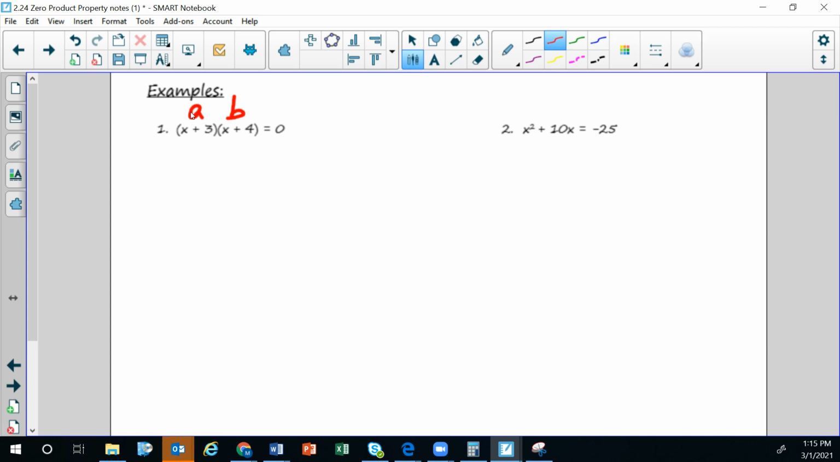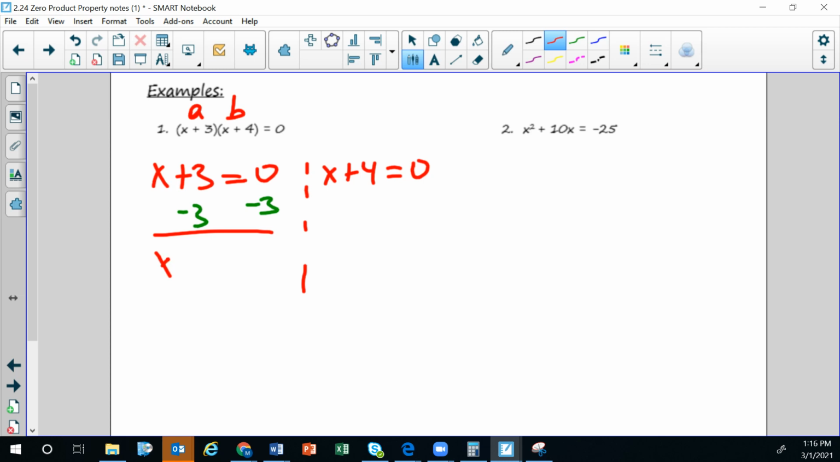So in this case, I'm gonna have x plus 3 is equal to 0, and the other one is going to be x plus 4 is equal to 0. All right, and I'm sure y'all know to solve this, right? I want to get x by itself, so I just add -3 on both sides, and that's going to give me x is equal to -3. And similarly, I'm just going to add -4 on both sides, draw my line, and x is equal to -4. Okay.